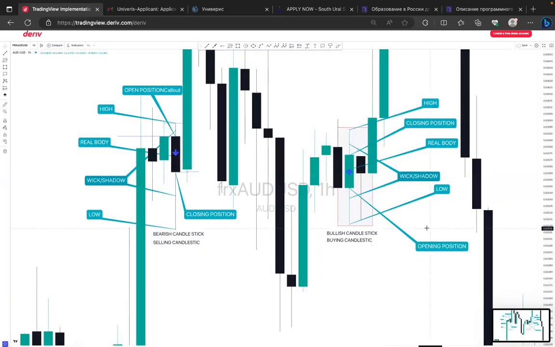I'll send it to the group after the class. You understand? So those are the words, those are the labels of the candlestick. You understand?